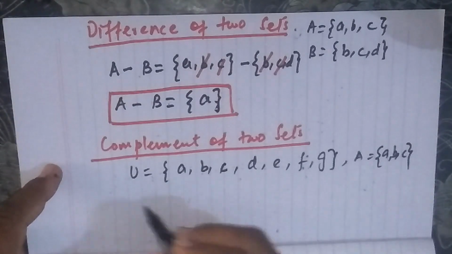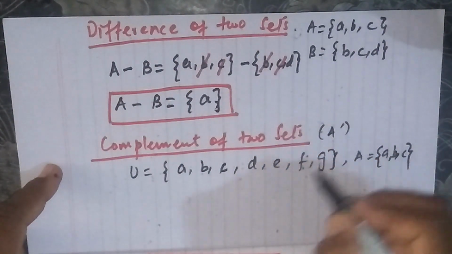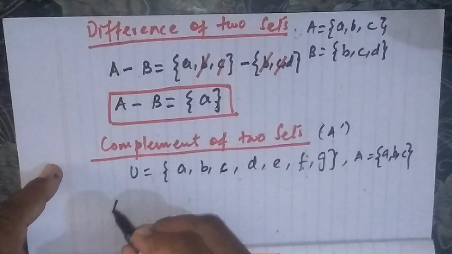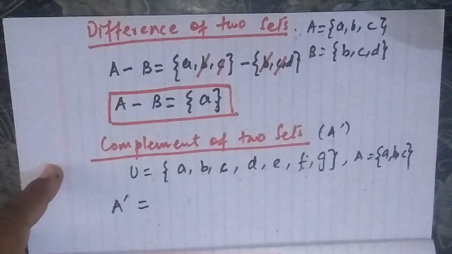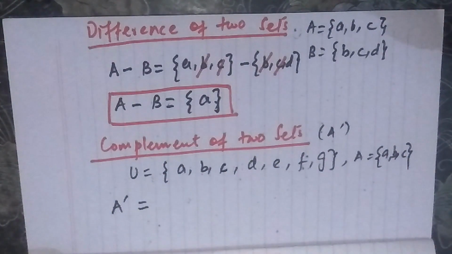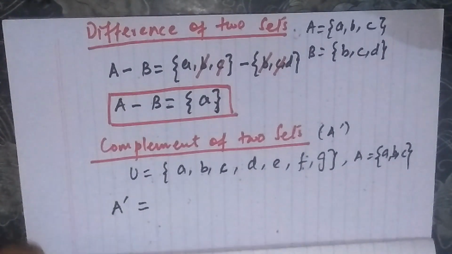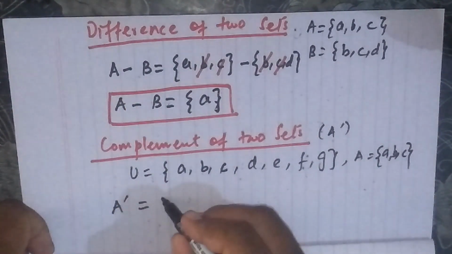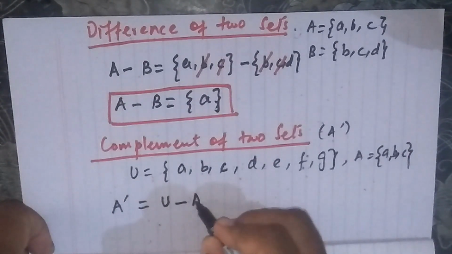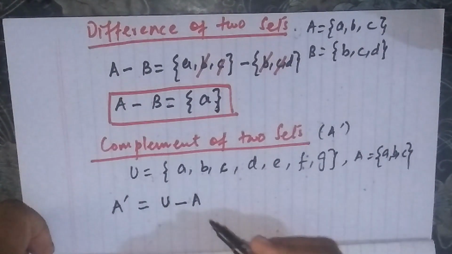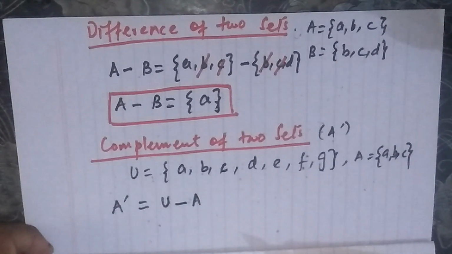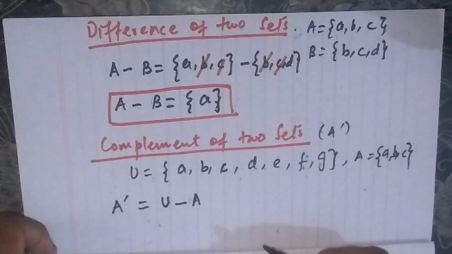is denoted by A complement or A dash. This is calculated by taking the difference of U minus A, or taking the difference from the universal set like this, universal set minus A. So the difference of U and A gives you the complement of set A. This is denoted by A complement.